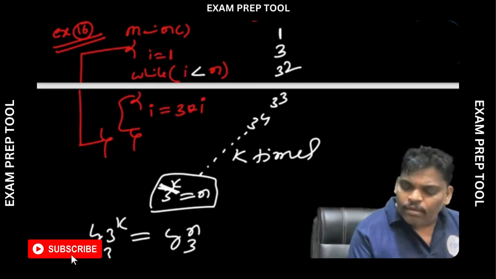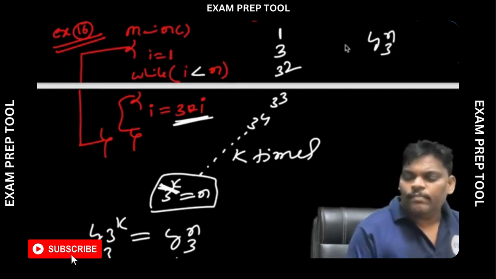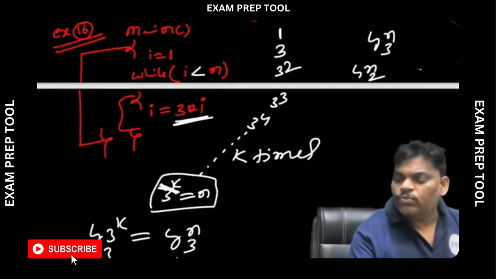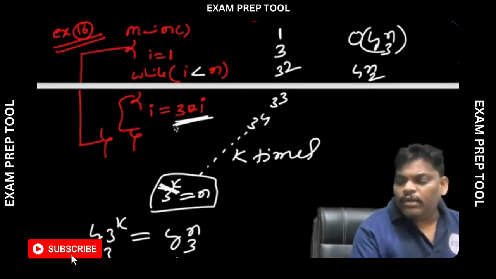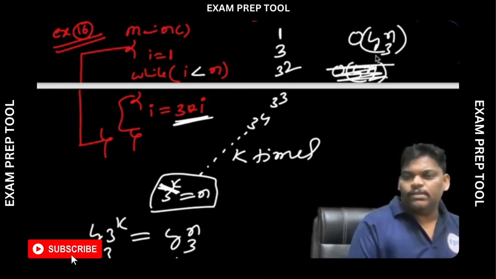So remember everyone, always multiply by 3, the answer is log n base 3. Always multiply by 2, the answer is log n base 2. Right? Be careful. That is the answer for this.